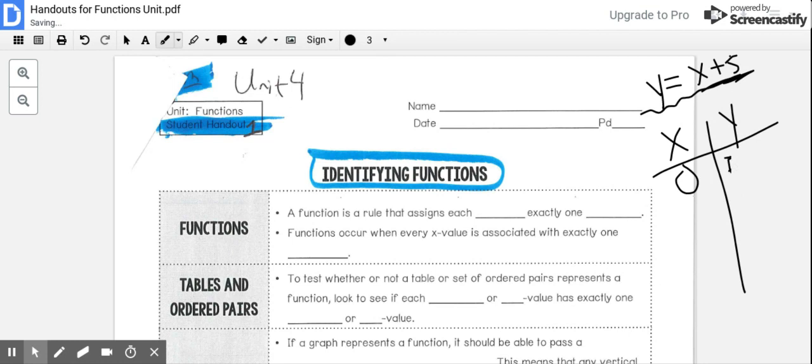Okay, and then if x was, let's say, 10, then if you apply this rule, we add 5. So then y would be 15. And this was called that input-output machine or a function machine.